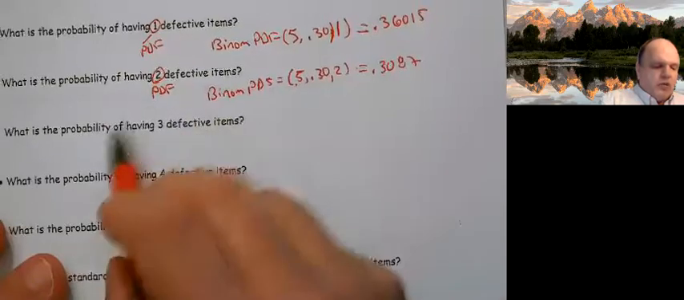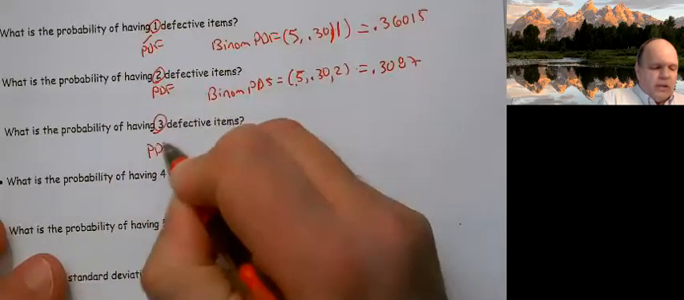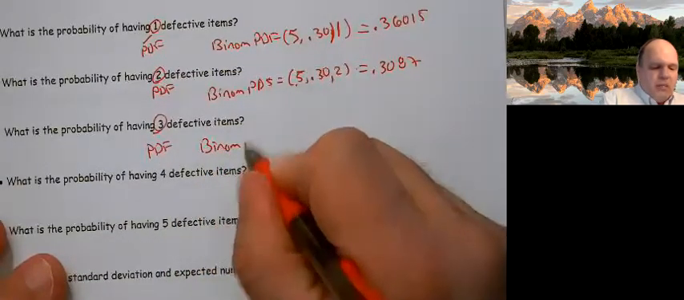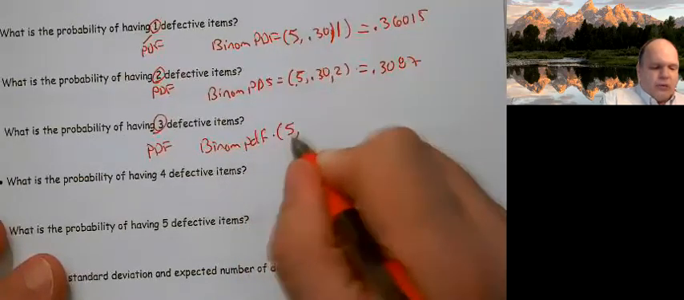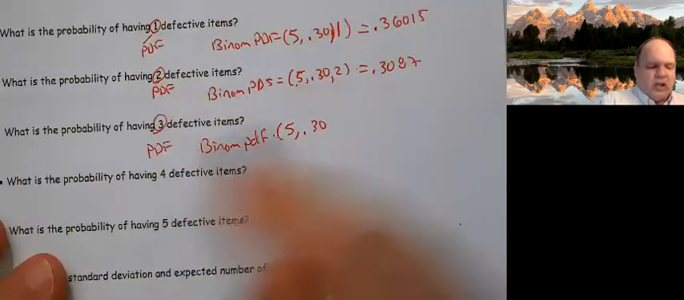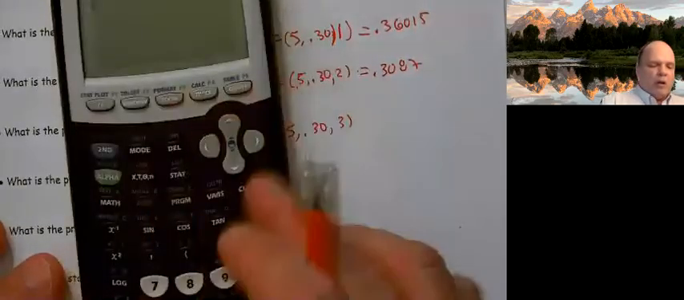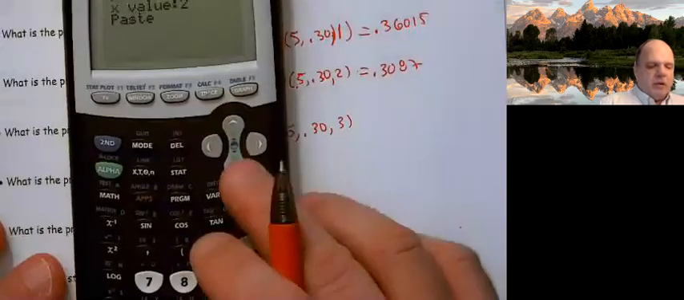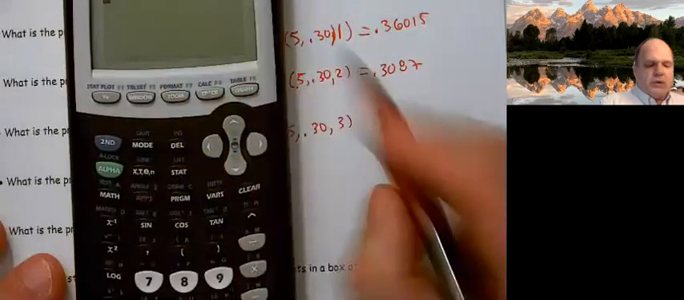Moving along, what's the probability of having 3? Once again, it's a singular value, so it's a PDF. So it's a binomial PDF, and we have 5 trials. So we have a fixed number of trials, 0.3 probability, because that's not changing, and we have 3 successes. Second vars, binomial PDF, 5, 0.3, X is 3. 0.1323.